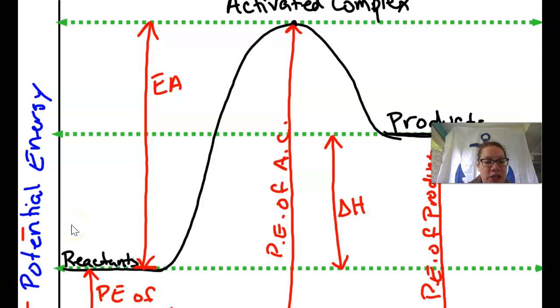But what you should see here is that the reactants start here, go up to the activated complex, and then come down to the product. And the products end up with more energy than the reactants started with. So go ahead and pause the video and copy this down. All right, so we're back.